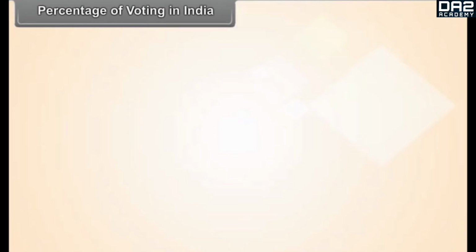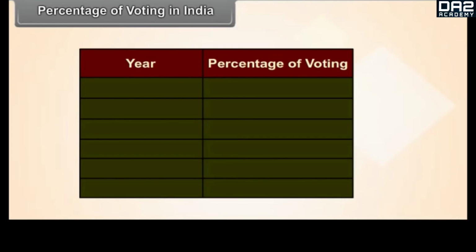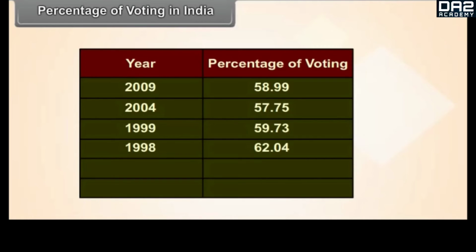Percentage of voting in India. 2009, 58.99%. 2004, 57.75%. 1999, 59.73%. 1998, 62.04%. 1996, 57.94%. 1991, 56.73%. 1989, 58.23%.